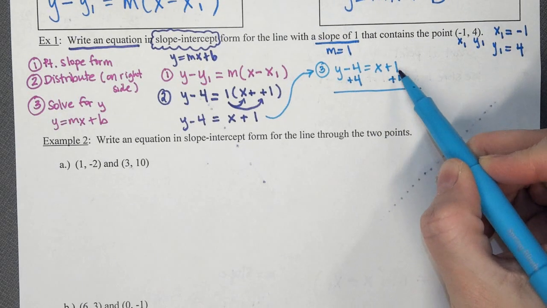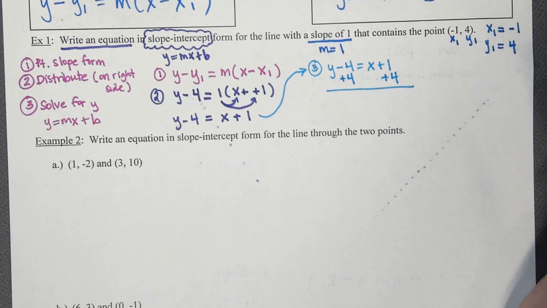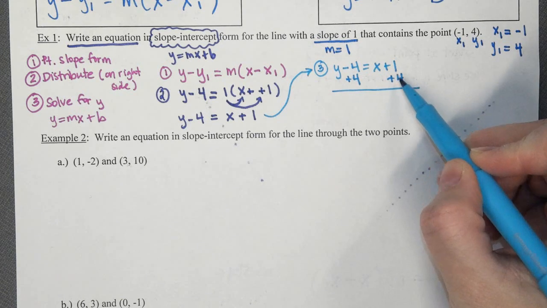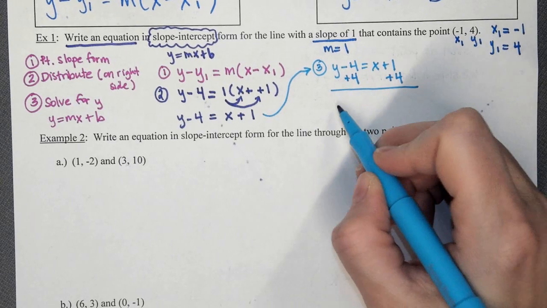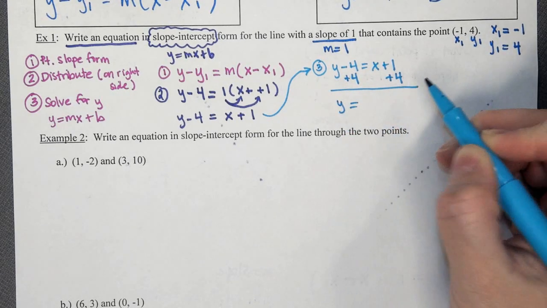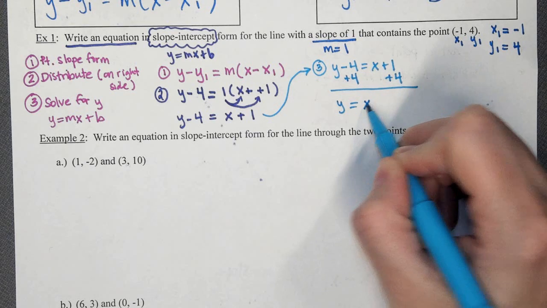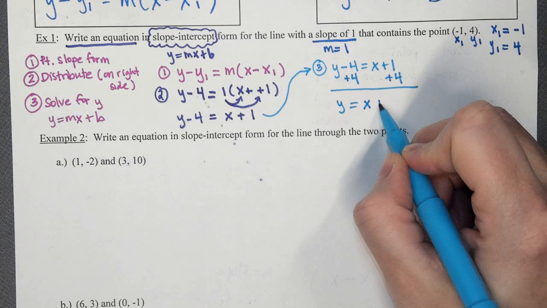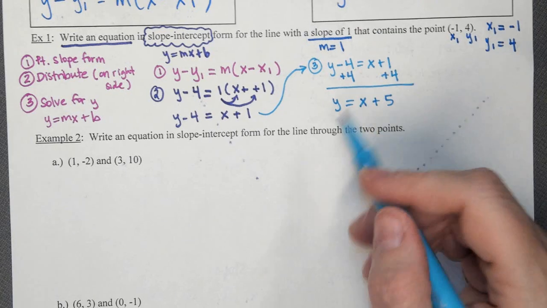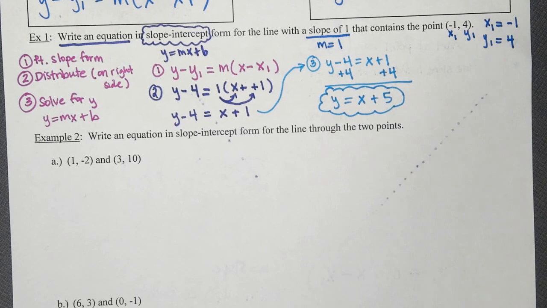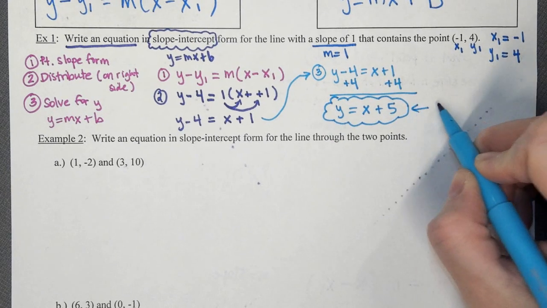Why am I going to put it underneath the 1 and not the x? Yeah, because 1 is what you're going to add the 4 to because they are like terms. They're both just numbers. They don't have any variables. So x is going to stay the same. 1 plus 4 is going to be 5. And now I've written an equation in slope-intercept form. So this is your final solution.